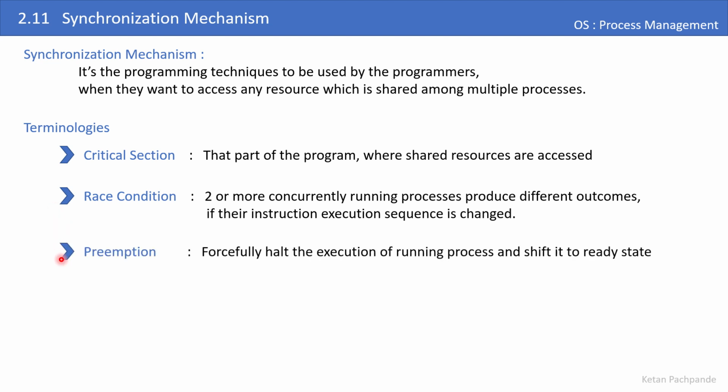The third term is preemption. Since the start of this course, I am talking about this preemption, which is nothing but forcefully halting the execution of the running process, shifting that process to the ready state and scheduling any other process to the CPU.